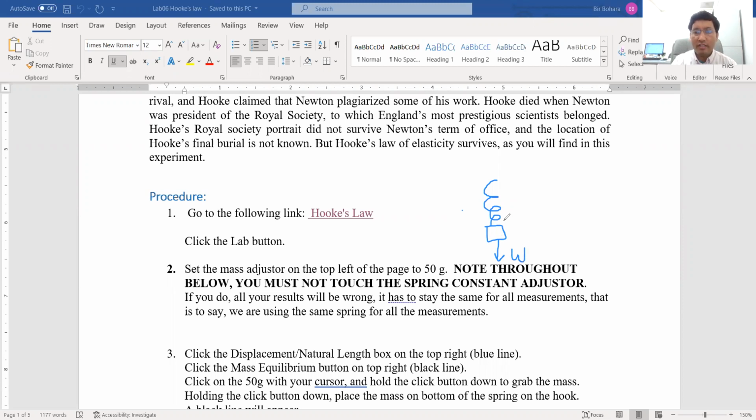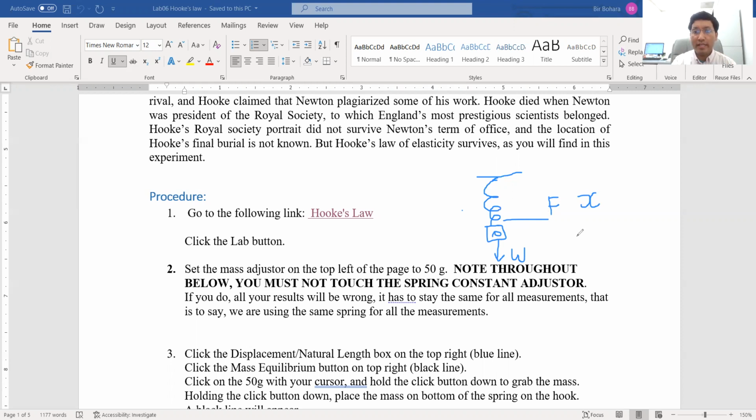Initially this condition is said to be equilibrium, when nothing is attached to this spring. After you attach this mass, it will displace by a certain distance. The extension, which we can call X, is directly proportional to the force. In this case, the force is the weight. So that's Hooke's law.